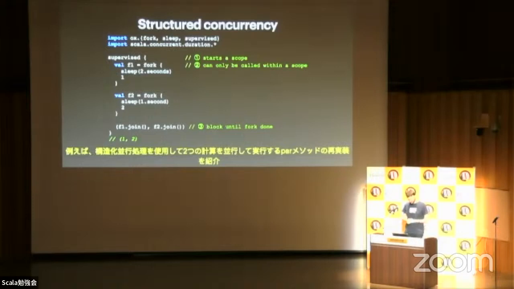We are using context functions here from Scala 3. And then we block until both forks are done. So when this supervised scope exits, we can be sure that any forks started within have finished either correctly or with an error. But we are sure that there are no thread leaks.